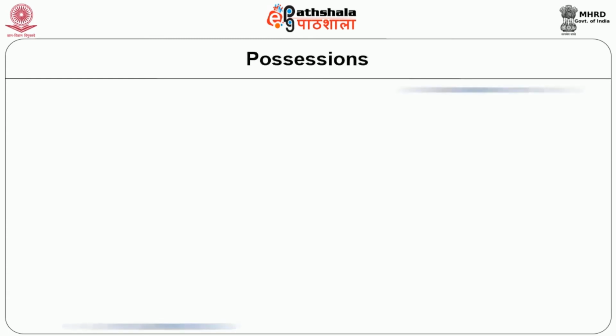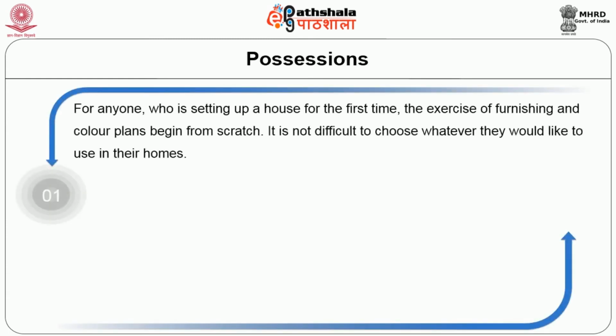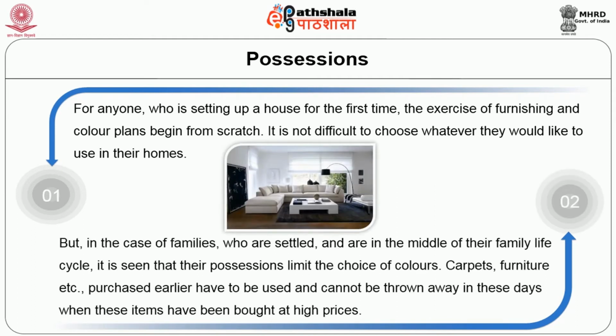Possessions. For anyone who is setting up a house for the first time, the exercise of furnishing and color plans begins from scratch. It is not difficult to choose whatever they would like to use in their homes. But in the case of families who are settled and are in the middle of the family life cycle, it is seen that their possessions limit the choice of colors. Carpets, furniture, etc., purchased earlier have to be used and cannot be thrown away, in these days when these items have been bought at high prices.